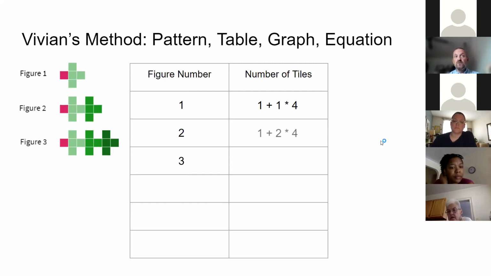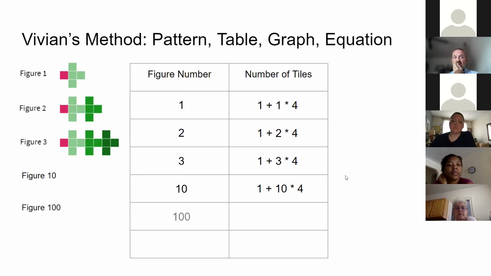Figure number 2, 1 plus 2 times 4 is the same as 1 plus 2 groups of 4. Figure 3, 1 plus 3 groups of 4, 3 times 4. Figure 10 is 1 plus 10 times 4, 1 plus 10 groups of 4. Figure 100, 1 plus 100 groups of 4. It's the same thing we did, but this time we're writing it in symbols as opposed to words.